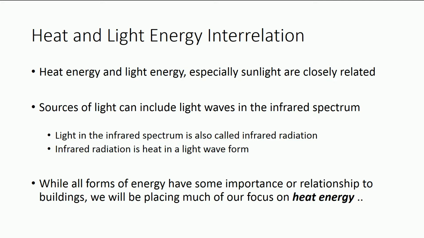So sources of light can include waves that are in what's called the infrared spectrum, okay? I think I have a graphic for this, and I don't know if it's in here, but they contain different spectrums. They contain the ultraviolet spectrum at one end, the visible spectrum, that's the light that you see that actually illuminates things, and then there's the infrared that you don't see, okay?